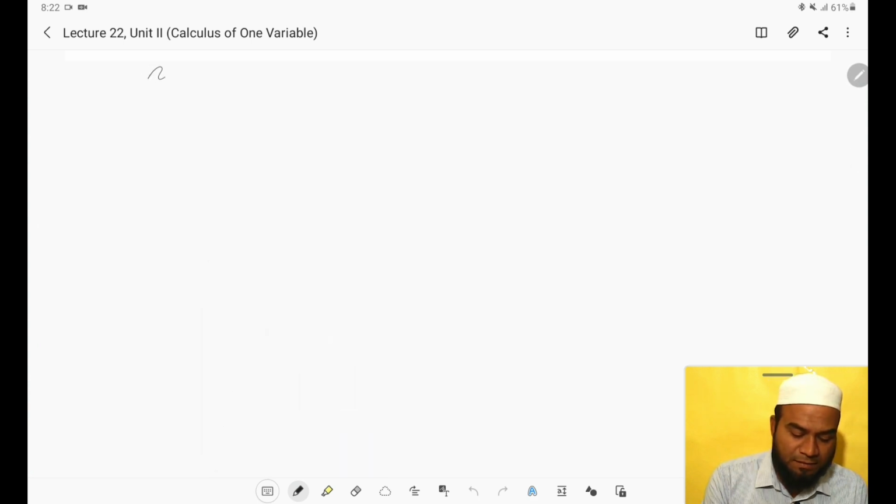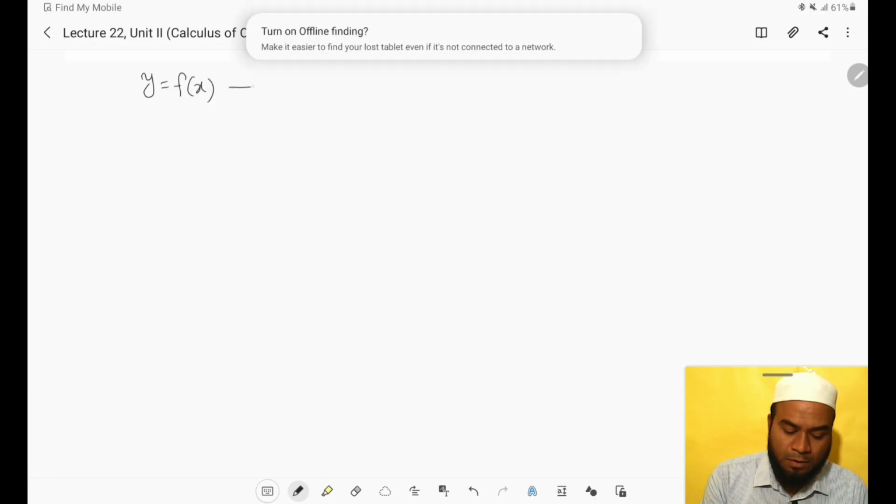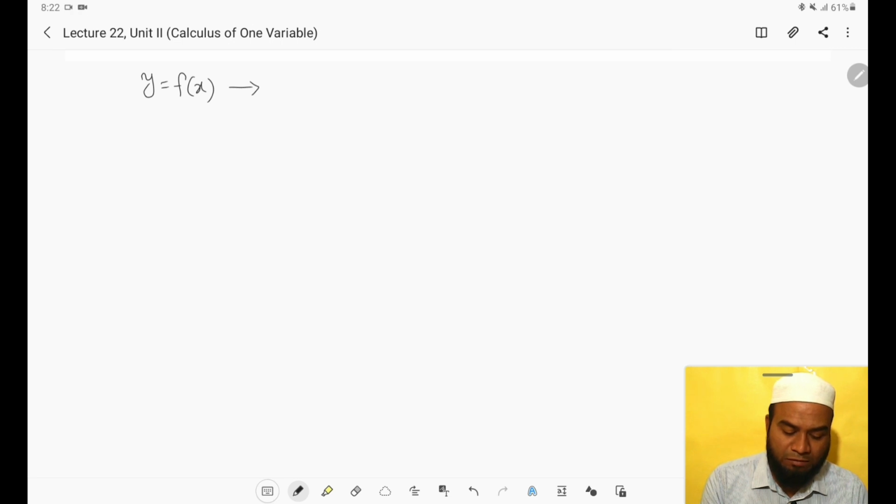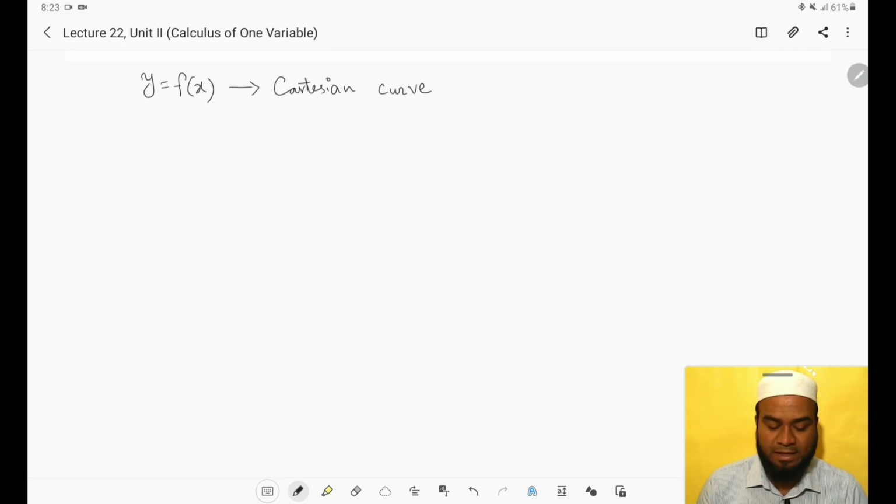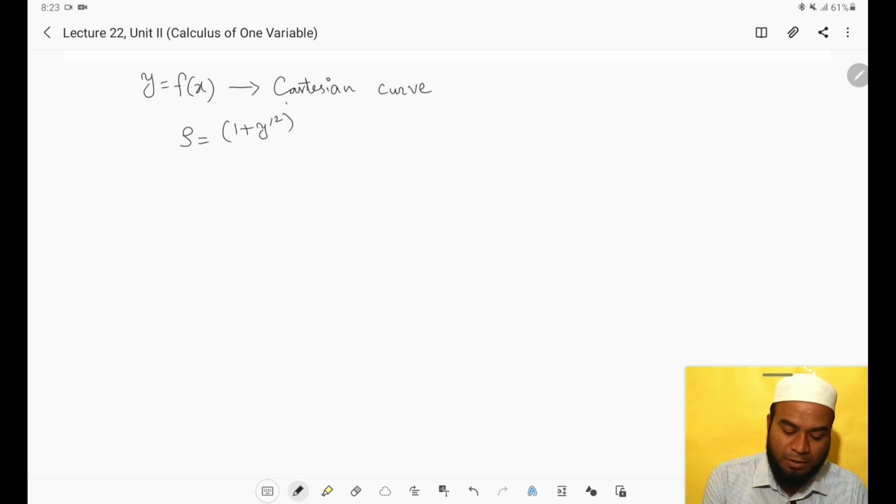If the given curve is of the form y equals f of x, what is that? Y equals f of x is a Cartesian curve. In the question, if a direct relation between x and y is given, then you have to understand that the given curve is a Cartesian curve, and the radius of curvature for this Cartesian curve is given by (1 plus y dash square) whole power 3 by 2 by y double dash. This is the radius of curvature for Cartesian curve y equals f of x.